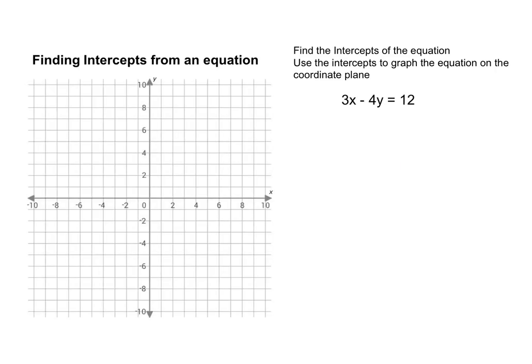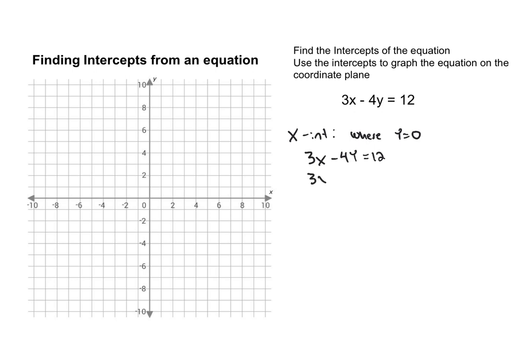Let's check out how this actually works with a linear equation. So we are being asked to find the intercepts of the equation, and we will use those intercepts to graph the equation on the coordinate plane. All right, and let's start with our x-intercept. Since our x-intercept is where y equals 0, we can rewrite this function of 3x minus 4y equals 12, and we'll replace y with 0.